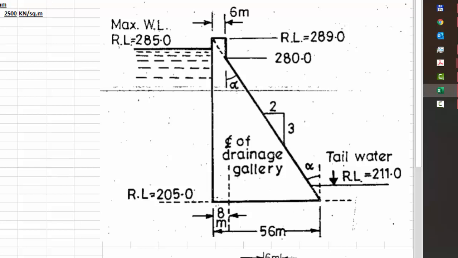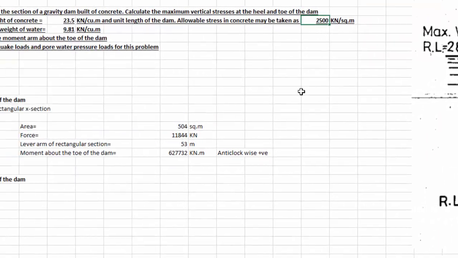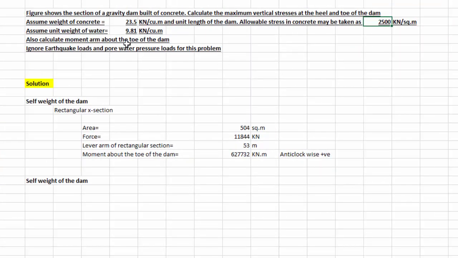The unit weight of concrete is given, which is 23.5 kilonewton per cubic meter. We have to calculate all the loads on the unit length of the dam. The allowable stress in concrete is also given, which is 2500 kilonewton per square meter, and also the unit weight of water, which is known to you, is 9.81 kilonewton per cubic meter.